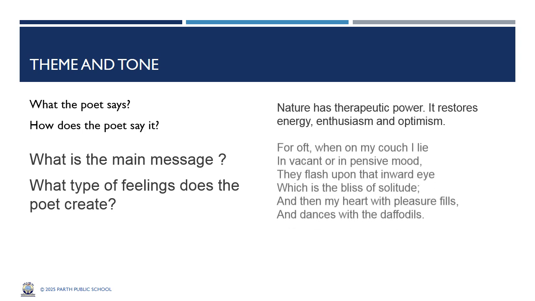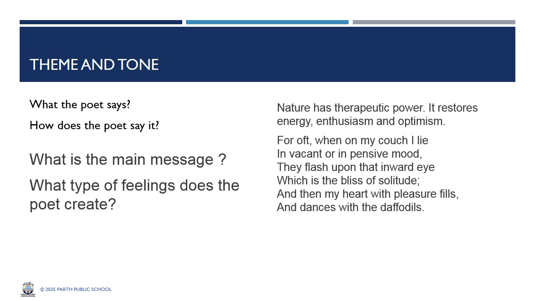If you look at the last stanza of the poem, here it lists out to you, right? "For oft when on my couch I lie, in vacant or in pensive mood, they flash upon that inward eye, which is the bliss of solitude." Right? So the power of nature is reflected here. That's the theme of the poem. And what is the tone? It starts with loneliness when the poet says, "I wandered lonely as a cloud," and then moves to tranquility and eventually ends in ecstasy. "And then my heart with pleasure fills and dances with the daffodils."